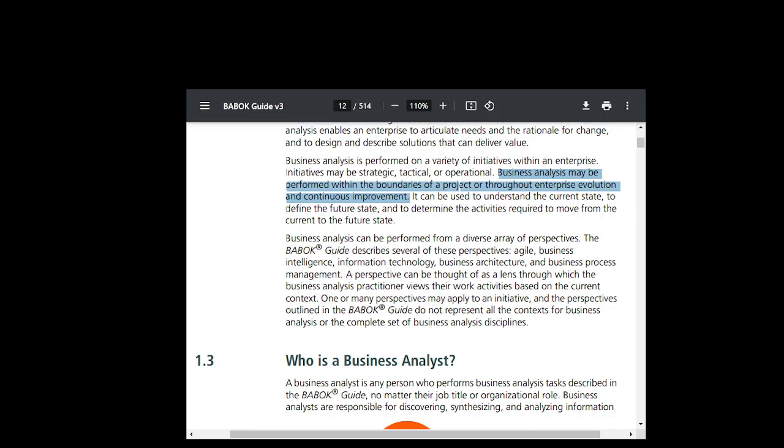And also continuous improvement, that is operational. It can be used to understand the current state. So the business analysis, remember that the main sentence here is business analysis is performed on a variety of initiatives within an enterprise. So it's now breaking those things down here so that we don't lose focus. So it can be used to understand the current state.